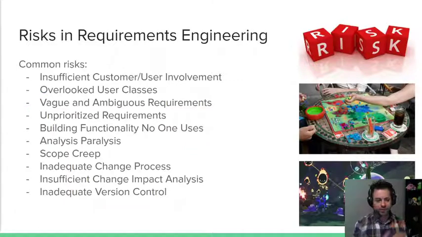Vague and ambiguous requirements, we talked about this. This is a risk, right? We don't have clarity. We also have unprioritized requirements, meaning that we don't necessarily put the correct weight on something that we should be developing sooner rather than later. Scope creep, we talked about this.